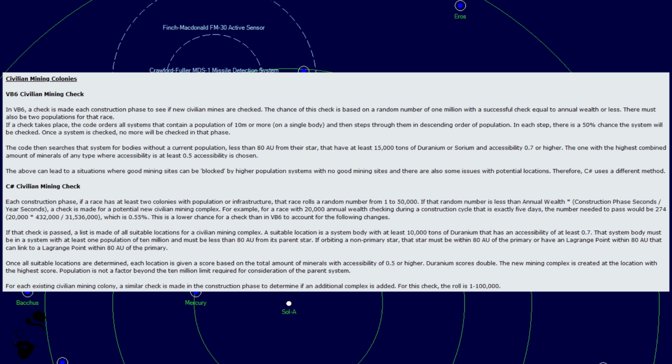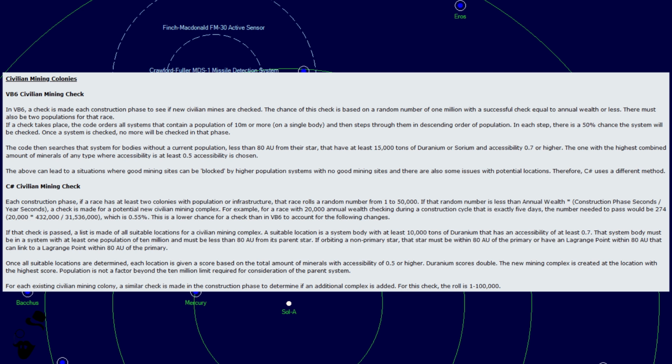In C#, first of all, it's a lower threshold. So it's a random number between 1 and 50,000 instead of 1 to a million. So it's a lower threshold, but it's also a lower chance per construction cycle. So you're going to start getting checks earlier, but the check chance is going to be lower.